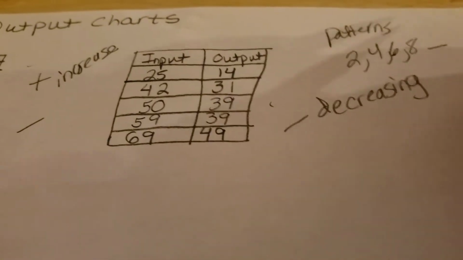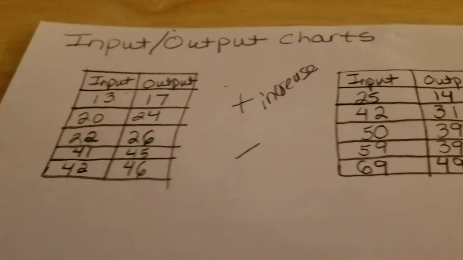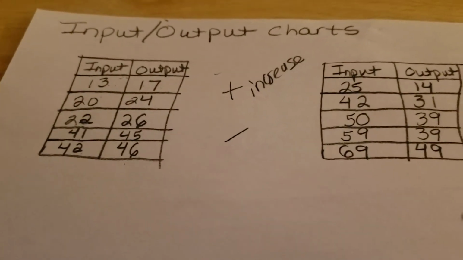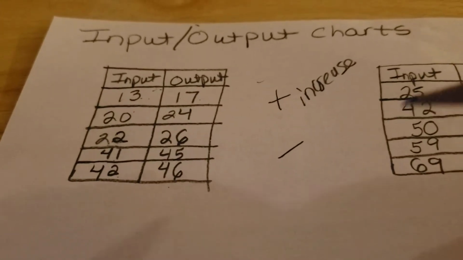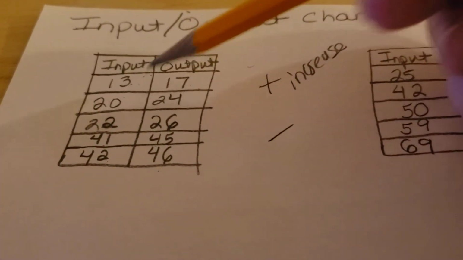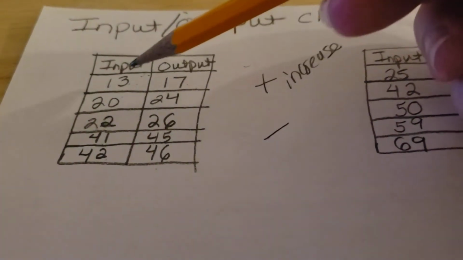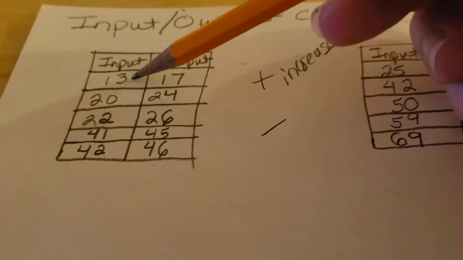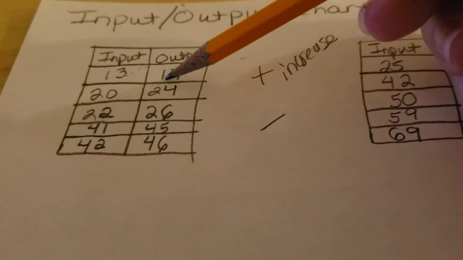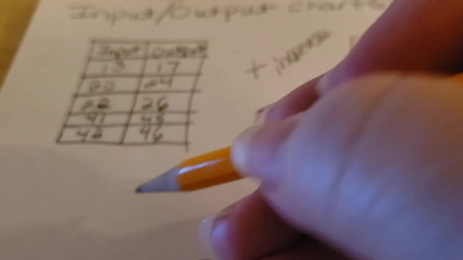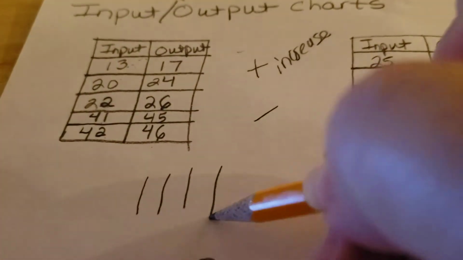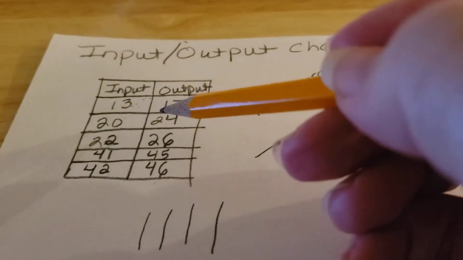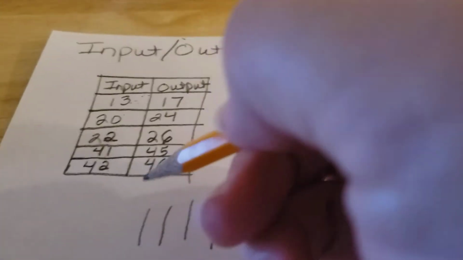Like in patterns, they also sometimes have multiplication and division. And input-output can also have multiplication and division, but the ones we're going to work on today just have addition or subtraction. So we know that from 13 to 17 it is increasing. Then we have to figure out how many we have in between 13 and 17. So 13, counting on, 14, 15, 16, 17. So there is 4 in between. So we could say that in this input-output chart, it is plus 4.